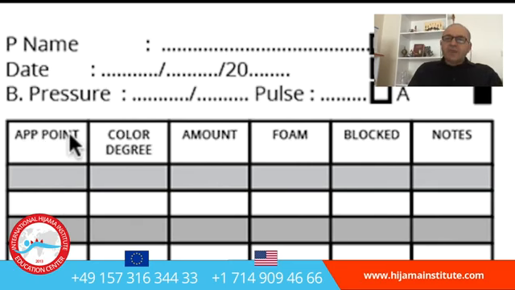Second column is the color of the degree, meaning when you do hijama, sometimes in some area the blood coming out is really black, and some area is considered red. So if it's really black, you can put a number 10, on a scale from 1 to 10. And if the blood is very clean and very red, then you can put 1. If it's in the middle, you can put 5.